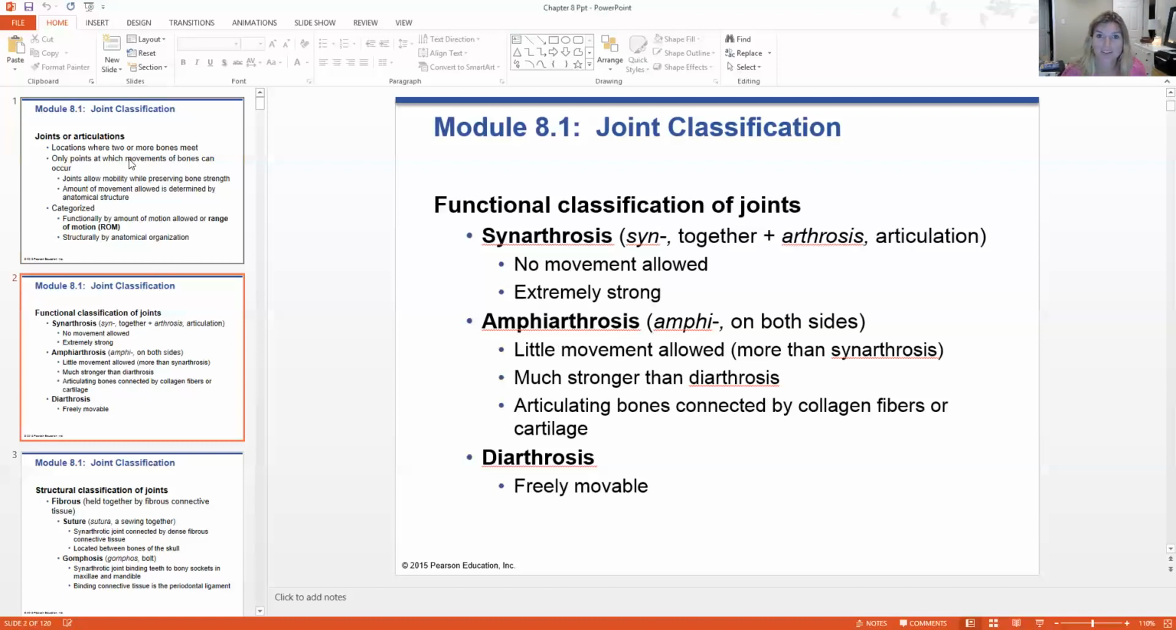The synarthrosis. A synarthrosis is an immovable joint. So there's no movement. That prefix syn, S-Y-N, is referring to the fact that there's no movement in the joint, and arthrosis is the joint. So without movement or without a joint.